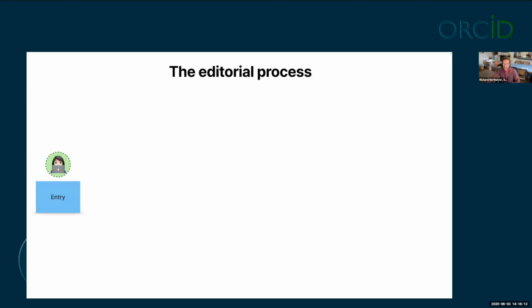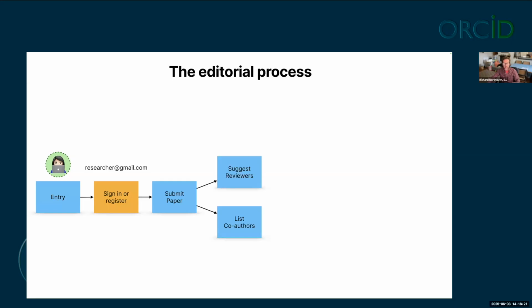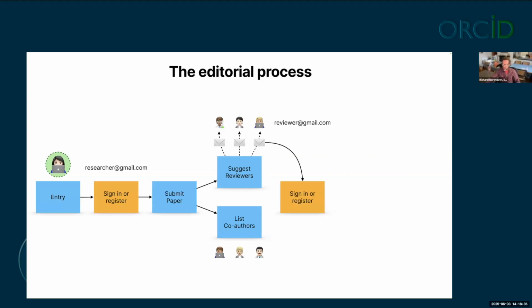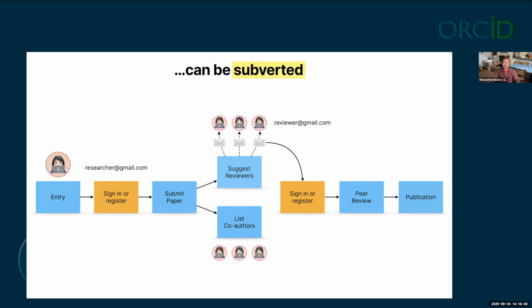The first one signs in as they would today with a personal email address, and they submit some real work, and they list their genuine co-authors, and they're asked to suggest some reviewers. Those reviewers are invited to take part in peer review, and they also sign in with their personal email address, and they submit their peer review, and the paper is published. It's a simplification, but it's basically the shape of the system, right? The problem is that this can be subverted, and it regularly is.